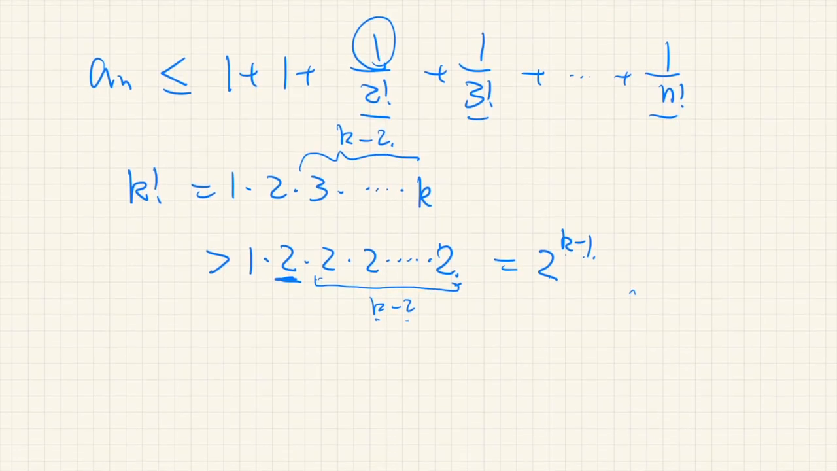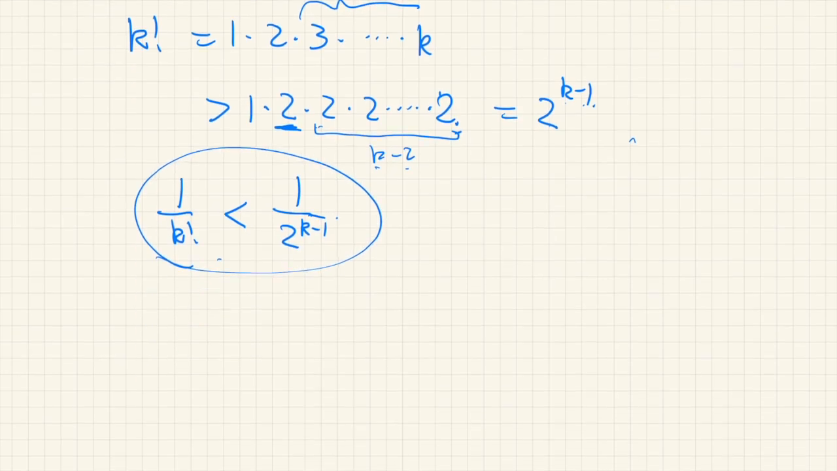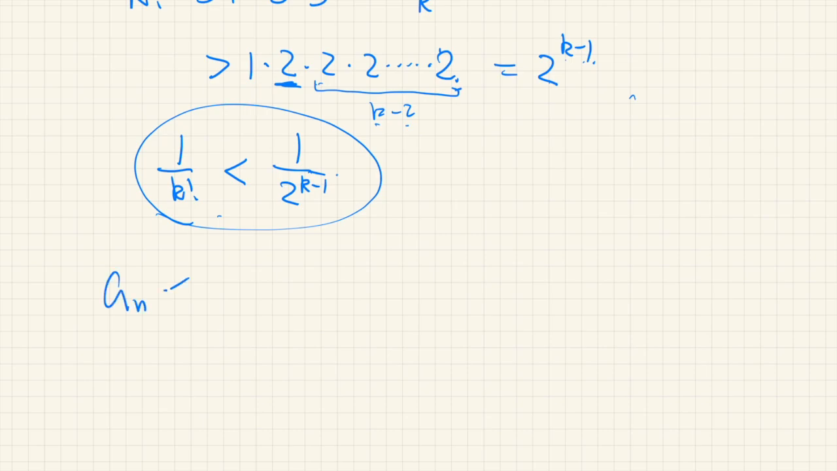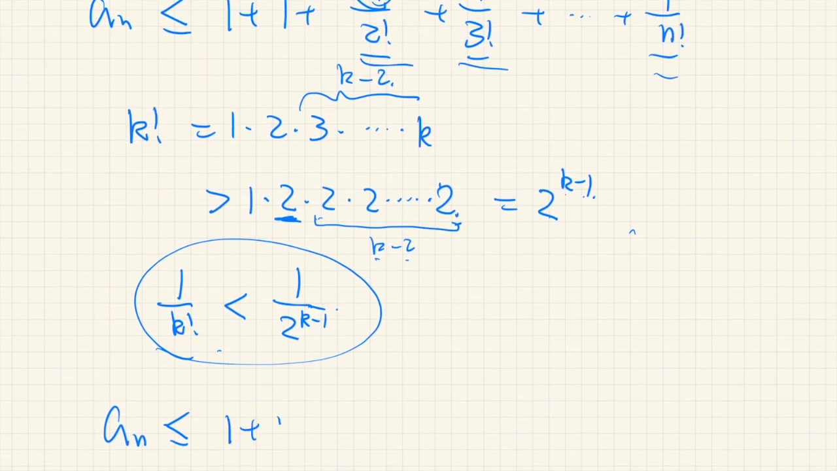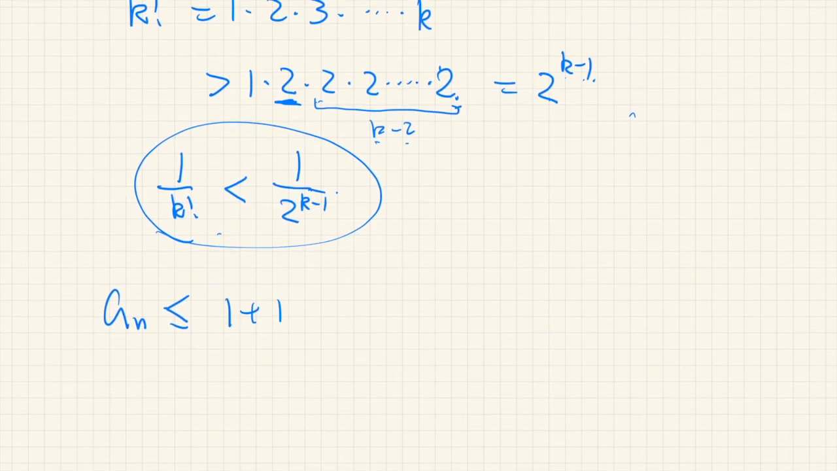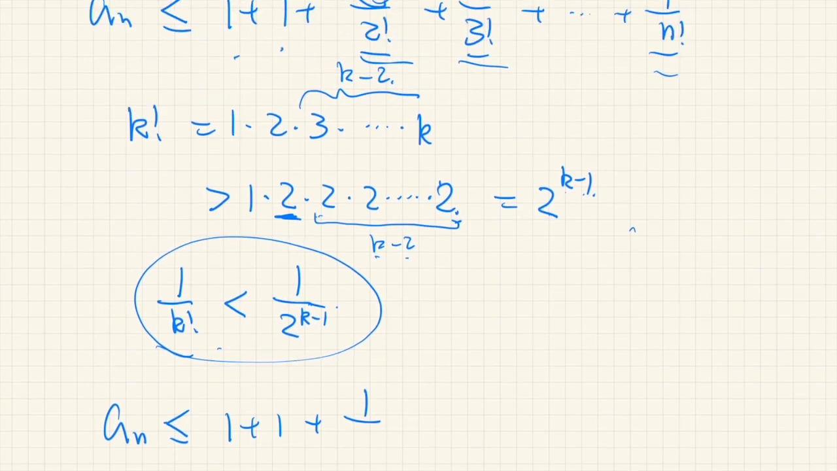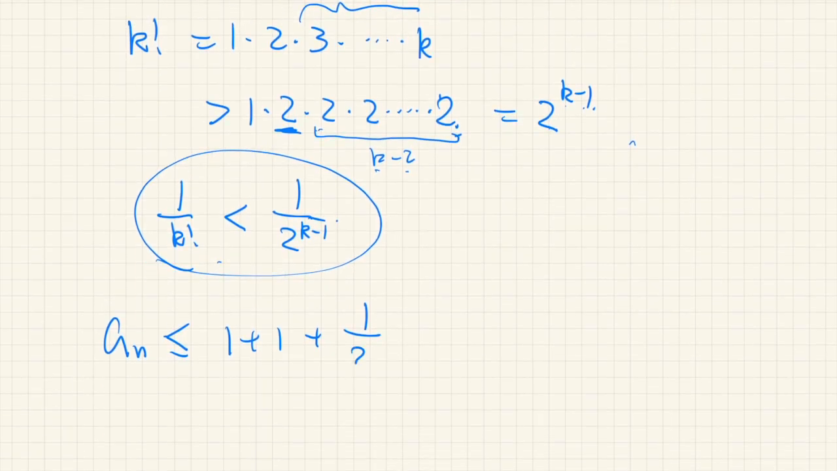By using this, we have 1 over k factorial is less than or equal to 1 over 2 to the power of k minus 1. Now we use this for each of these terms. Then we have a_n is less than or equal to 1 plus 1, so this is 1 plus 1, plus 1 over 2, 1 over 2 squared, 1 over 2 to the power of 3, and so on, up to 1 over 2 to the power of n minus 1.